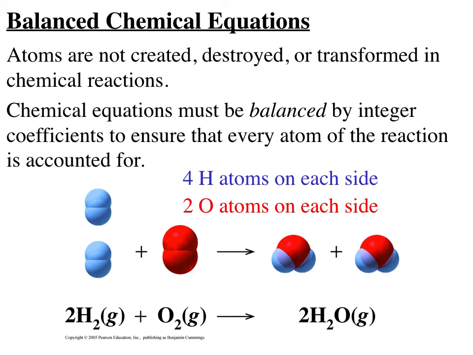To indicate I need to have four atoms of H to make two H2O molecules, I'm going to get those four atoms of H from two H2 molecules. So I put a coefficient in front of the molecular formula to give me the total number of atoms needed to build the water molecule.